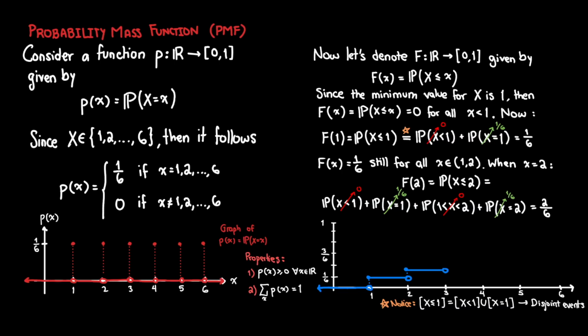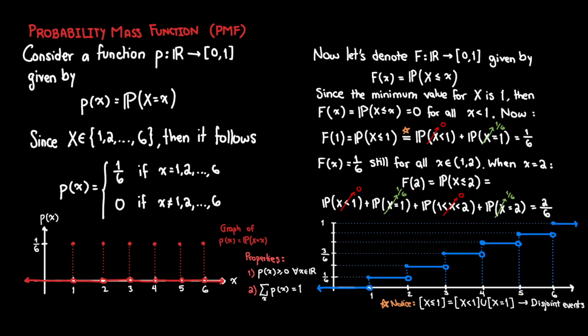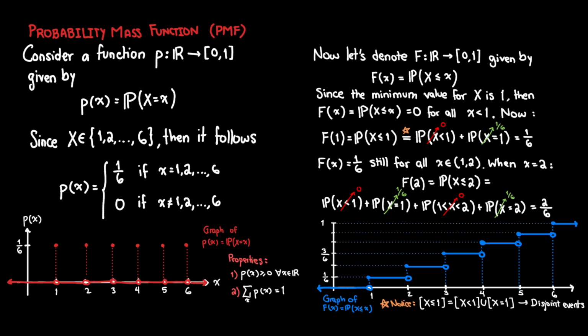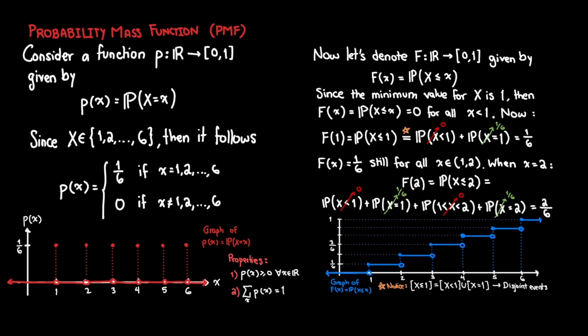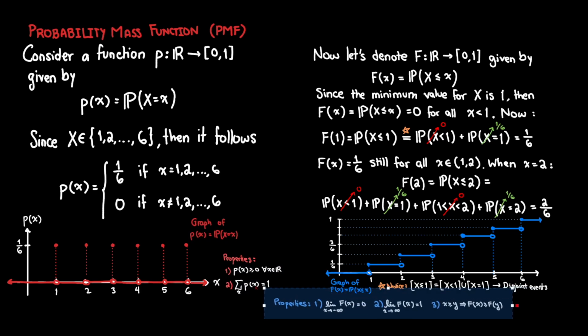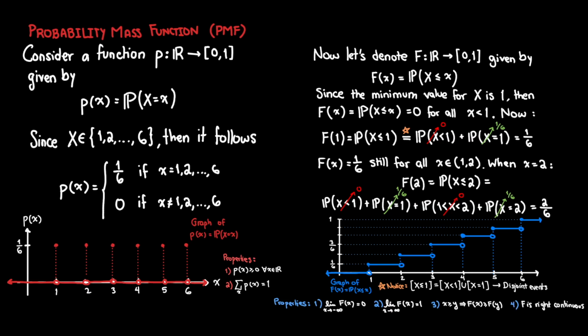Lastly, for every number x greater than 6, the probability of our variable being less than x is 1, since the dice roll can only take values up to 6. This generates a function with the following properties. Number 1, the limit as x tends to negative infinity of F is 0. Number 2, the limit as x tends to positive infinity of F is 1. Number 3, F is a non-decreasing function. And number 4, F is right continuous. This is what mathematicians call the cumulative distribution function.